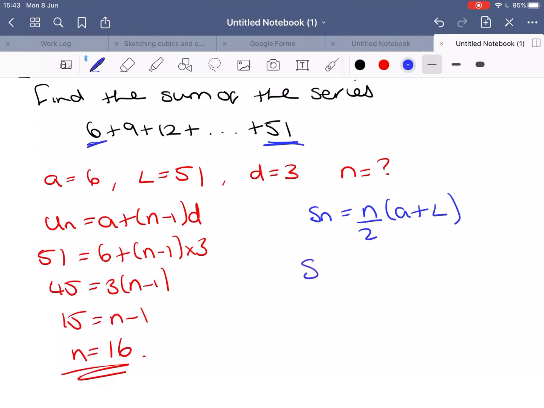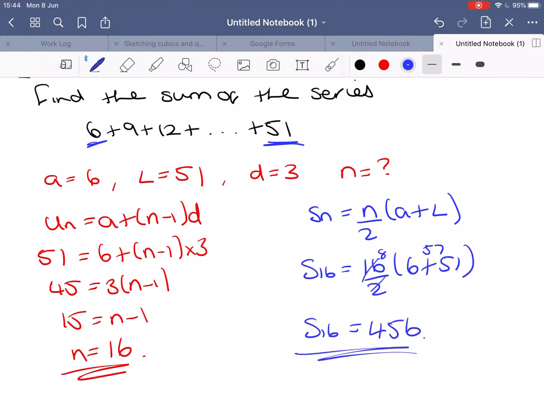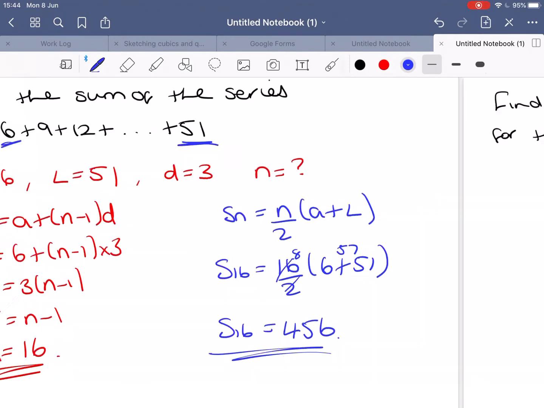So my sum for my 16 terms is 16 over 2 times 6 plus 51. 16 over 2 is 8, 6 plus 51 is 57. So my sum to 16 terms is going to be 8 times 57, which I can't do in my head, and that is 456.